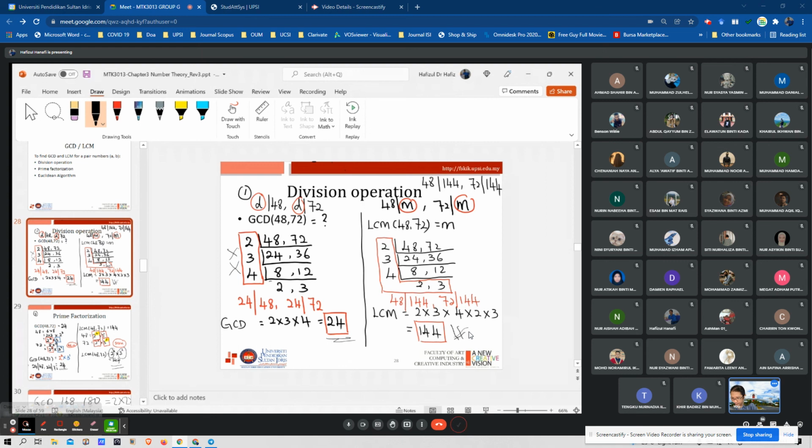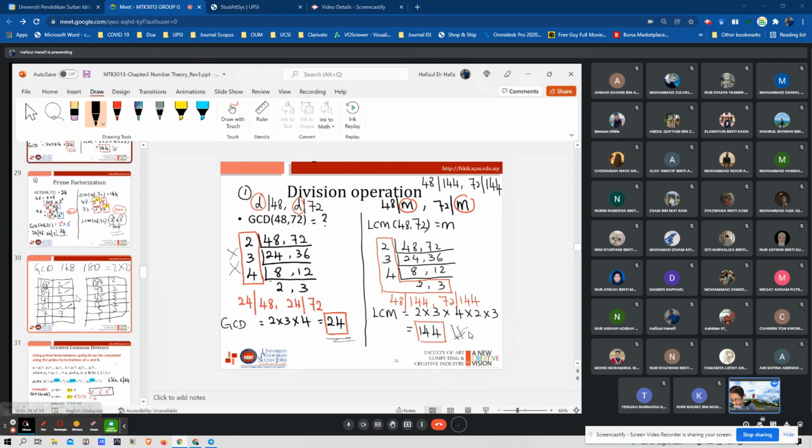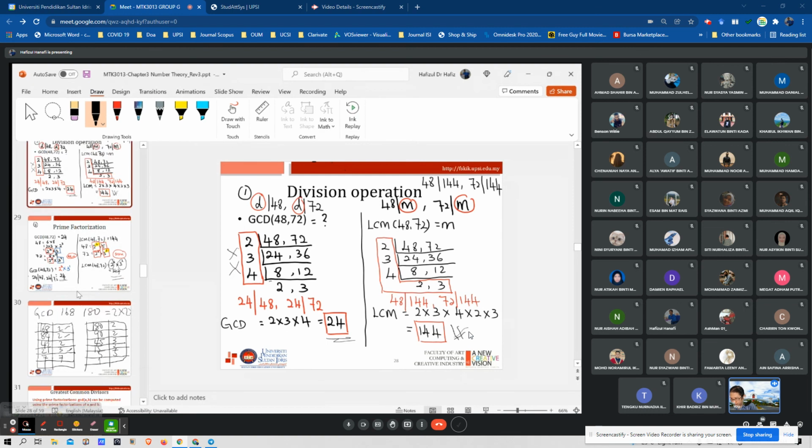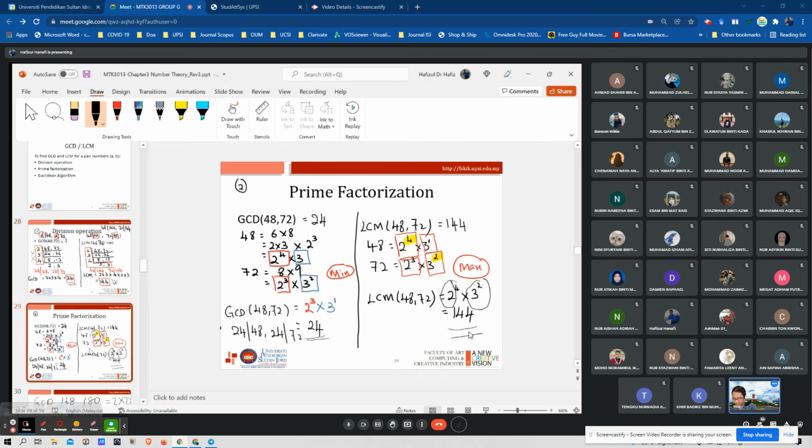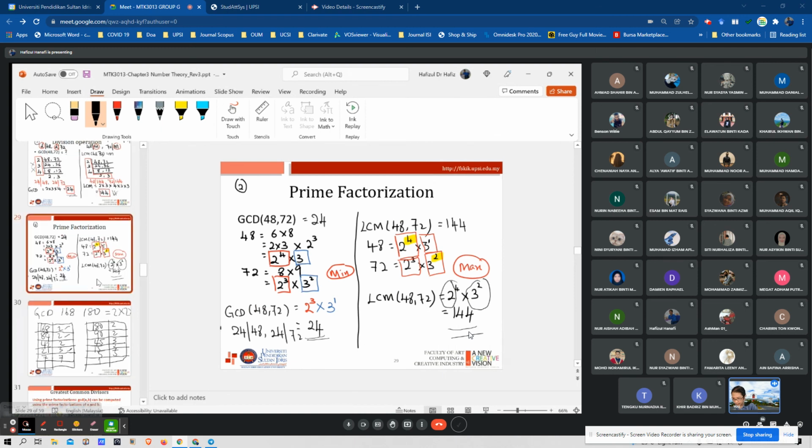Okay, this one is for the GCD and LCM, the least common multiple. We go by the LCM. Okay, we have GCD of 48 and 72. And then we have 48, also 72 for the multiplication. Okay, and then we have a prime factorization. And the other one we list like this.